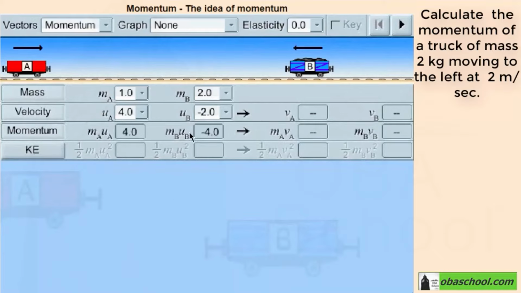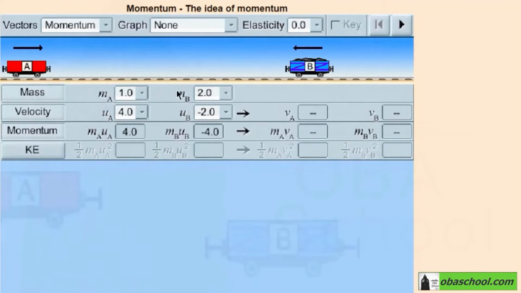So the momentum of truck B is equal to the mass multiplied by the velocity, equal to 2 multiplied by negative 2, equal to negative 4 kilogram meters per second. The vectors of truck A and B are opposite in sense. Since truck A is moving to the right, however truck B is moving to the left, the vector of momentum changed its direction.